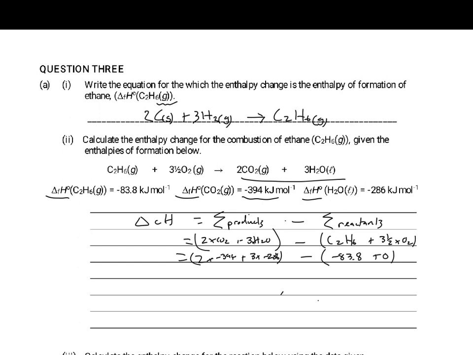And the enthalpy of formation of any element is always 0. So chuck this in your calculator, and you should get this. And when you minus a minus, you plus it. So you get a final answer of 1562 or 1560 to 3 significant figures.